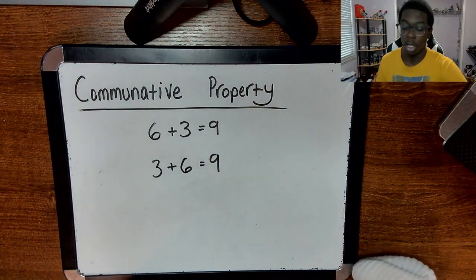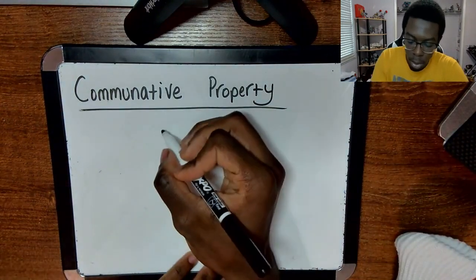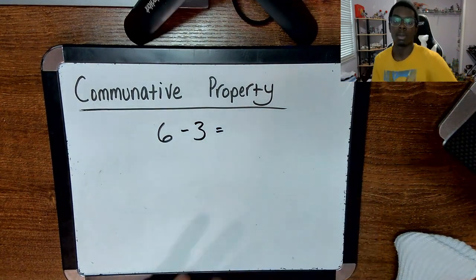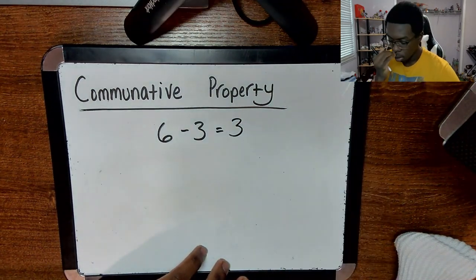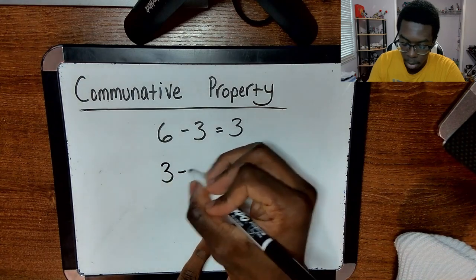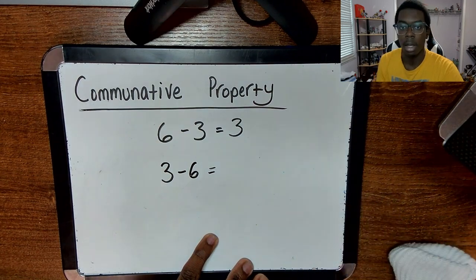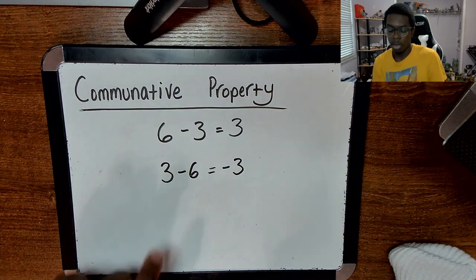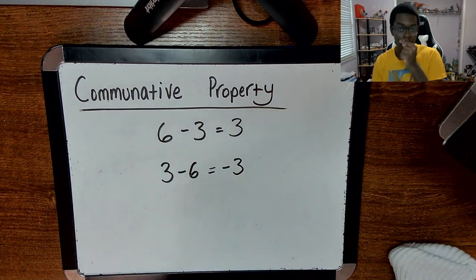Now let's look at subtraction to see if it has the commutative property. So 6 minus 3 equals what? Well, that's going to equal 3. Now let's switch the order of the numbers. So now it's going to be 3 minus 6. And what's that going to be? Well, this is actually going to be negative 3 because the thing we're subtracting, the 6, is actually bigger than the 3. So you're going to get a negative value.